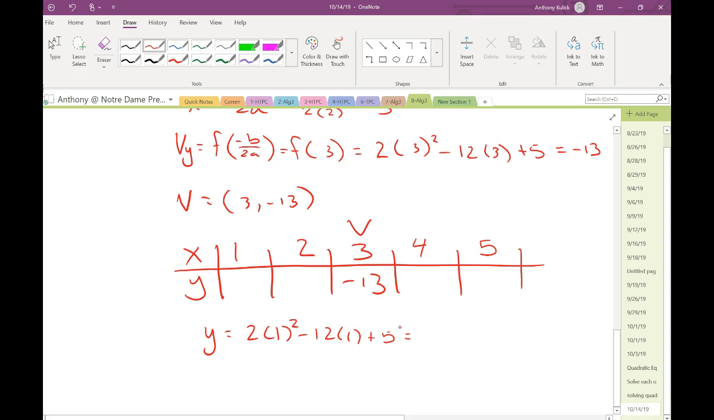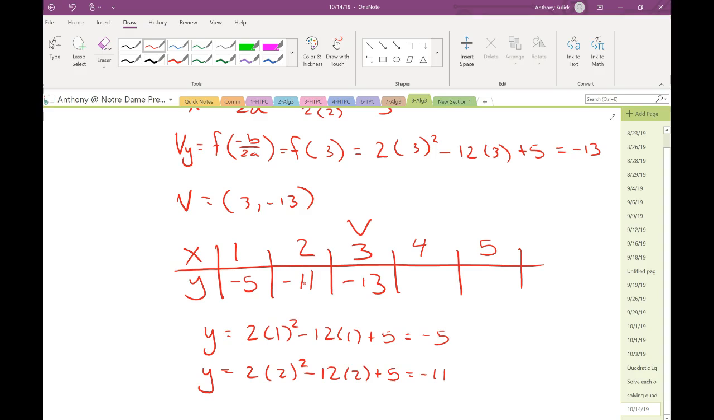When I do that, I get 2 minus 12 is negative 10, plus 5 is negative 5. And then I'll plug in 2 for x. See, 8 minus 24 is negative 16, and then plus 5 is negative 11. And now I could keep doing the same process, but there's also a shortcut.